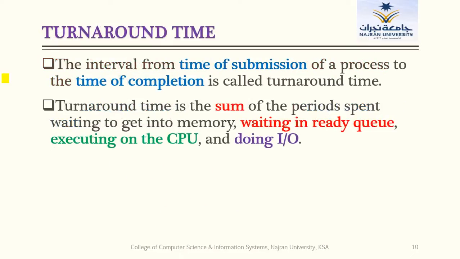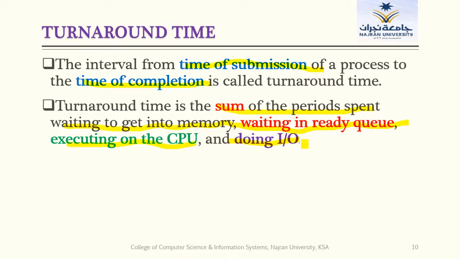Okay. So number three, we have turnaround time. So what is turnaround time? This is the interval from time of submission of a process to time of completion. So when we submitted the process and when the process is completed, the measurement of time between submission and completion is called turnaround time. Of course, this turnaround time is the sum of periods spent waiting to get into memory, waiting in the ready queue, executing on the CPU, and doing IO operations.